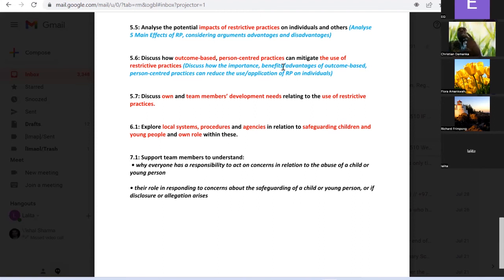And then when it says your own role, what is your own role there? You need to know them. You need to know the work they do. You need to know how to make referrals to them and how to use their services to safeguard children and young people that you may work with.